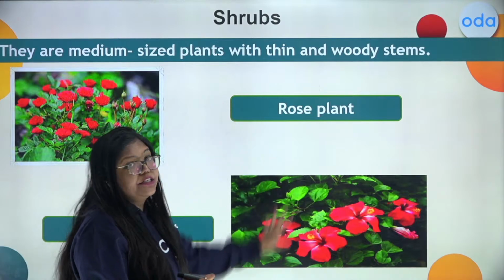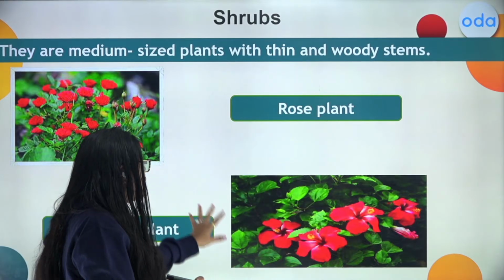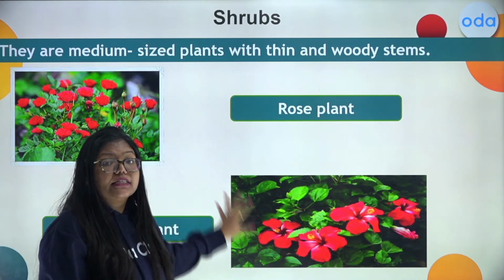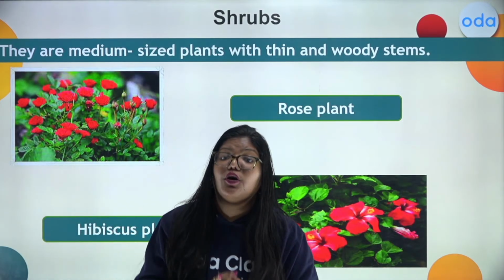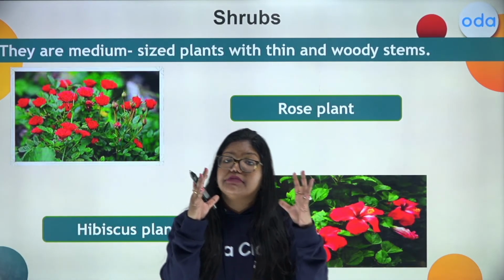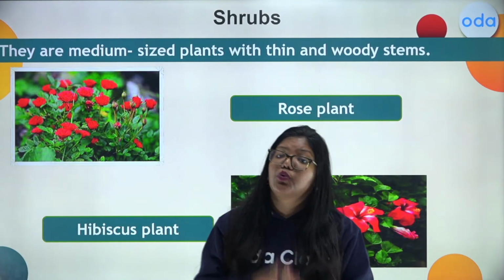So let's discuss a few examples of shrubs. Which are these plants that you can see? The rose plant and the hibiscus plant. These are the plants that come under the category of shrubs. So they are medium-sized plants with thin and woody stems.